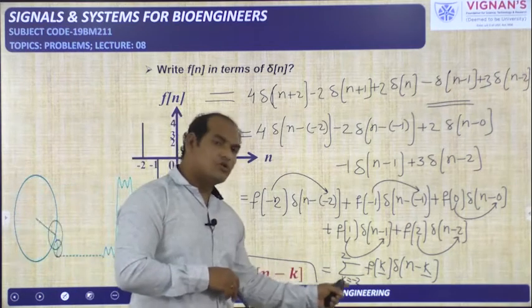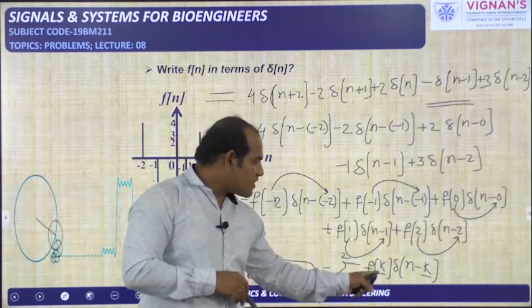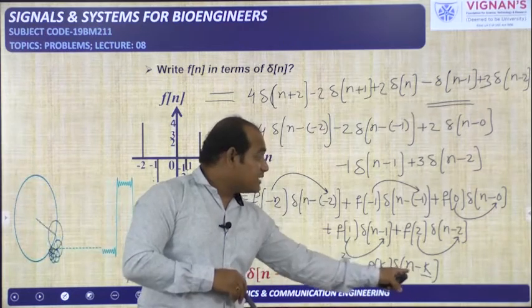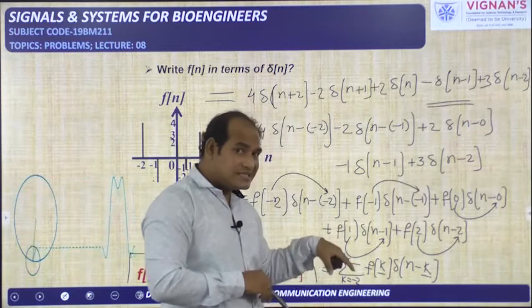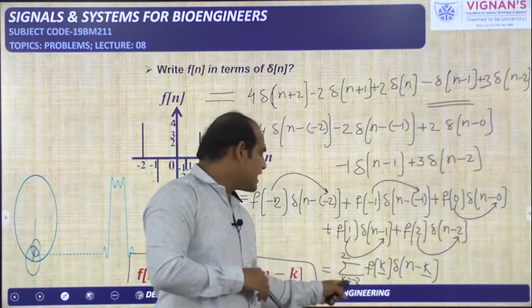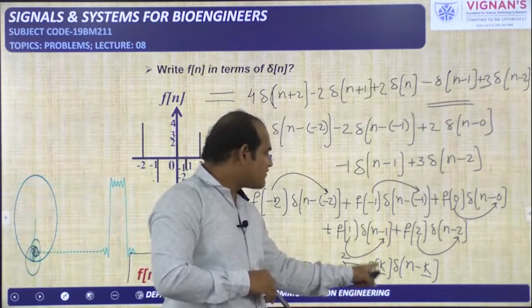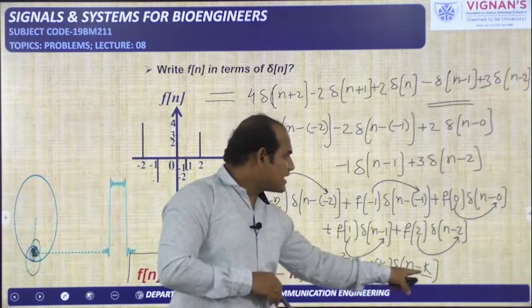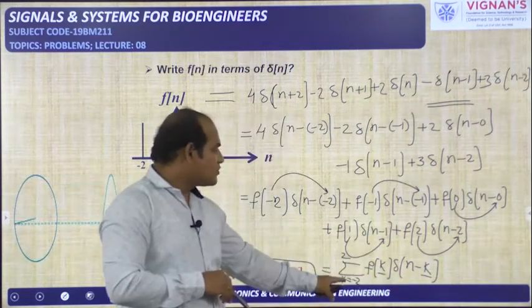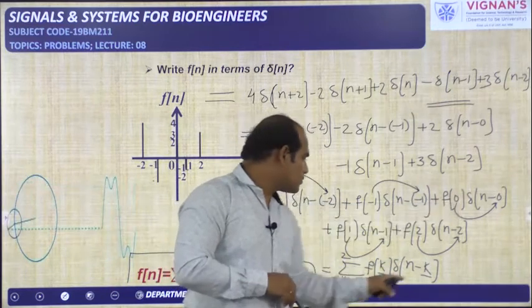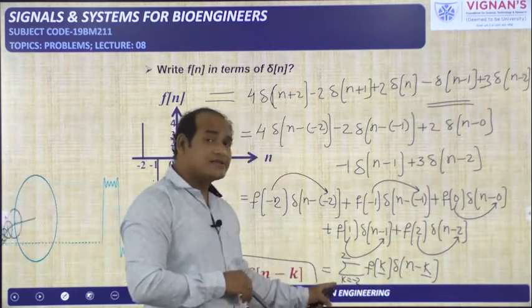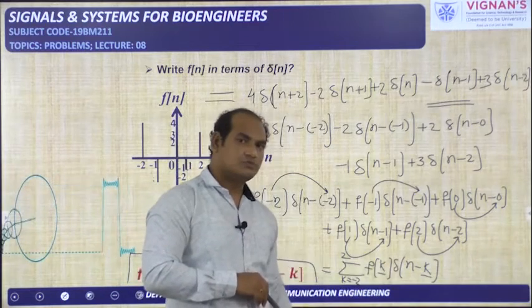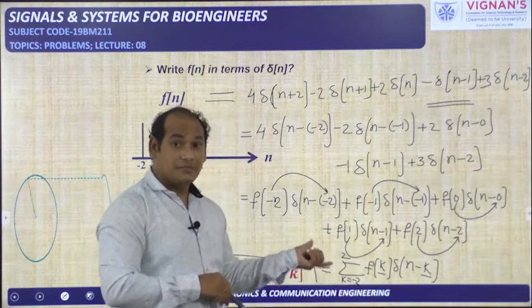Now take k is equal to minus 2, substitute here: f of minus 2 del of n minus of minus 2, this will come. Take k is equal to minus 1, because in discrete we should take only integers. So k is equal to minus 1, substitute here: f of minus 1 del of n minus of minus 1. Next, take k is equal to 0, f of 0 del of n minus 0. Take k is equal to 1, f of 1 del of n minus 1. Take k is equal to 2, f of 2 del of n minus 2. Over. So that's why we have summed all those things.